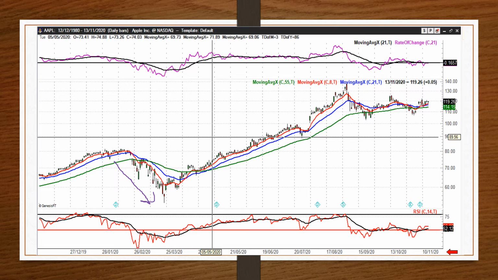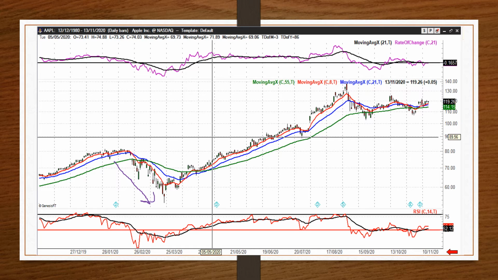Step 1 in our trade is we need to have the trend with us. If we're going to go long, we need the trend to be up, and if we're going to go short, we need the trend to be down. We're not going to address short selling in this one. We're just going to stay with going long.